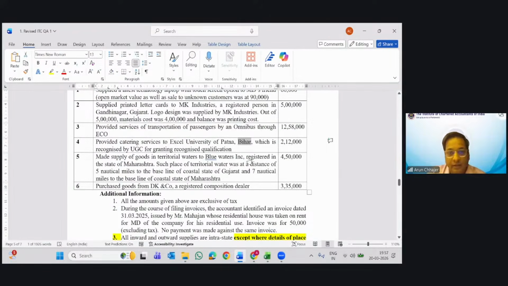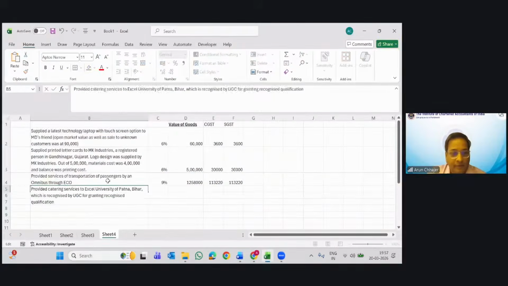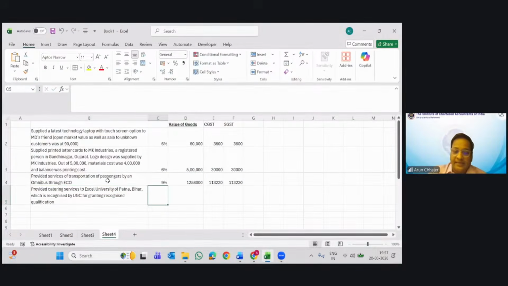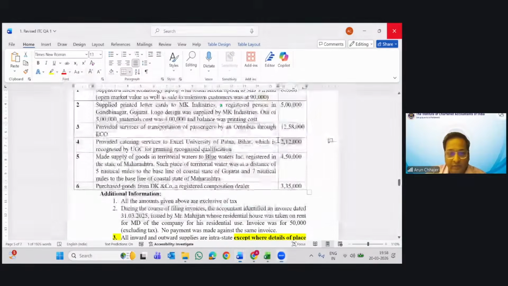Very simple. What is the value? Catering is a service, right? What is the value? Just tell me. 2,12,000.